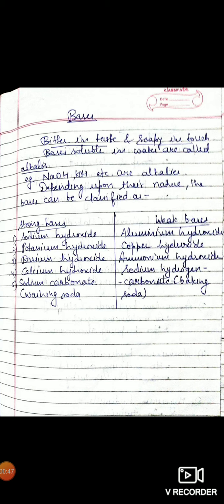Depending upon the nature, the bases can be classified into strong bases and weak bases. Here are given the examples of some strong bases and weak bases. Sodium hydroxide, potassium hydroxide, barium hydroxide, calcium hydroxide, and sodium carbonate, which is also called washing soda, are all strong bases. On the other side, bases like aluminum hydroxide, copper hydroxide, ammonium hydroxide, and sodium hydrogen carbonate, which is commonly called baking soda, are all examples of weak bases.